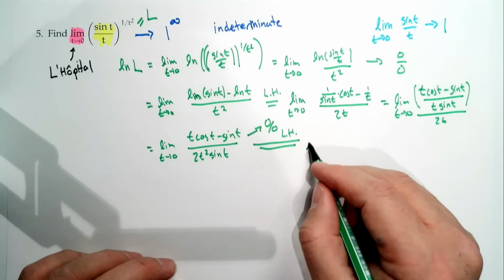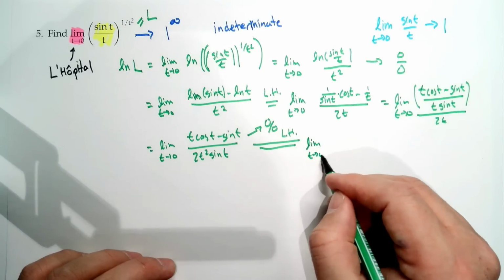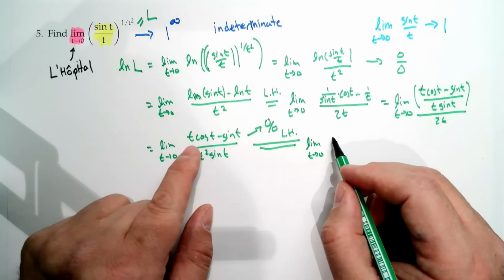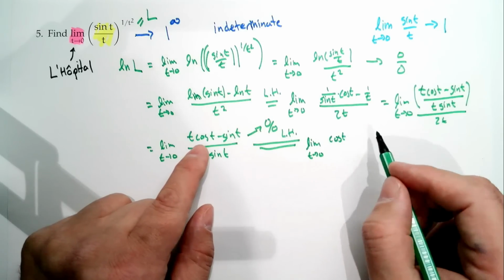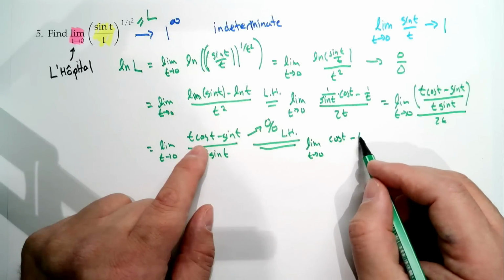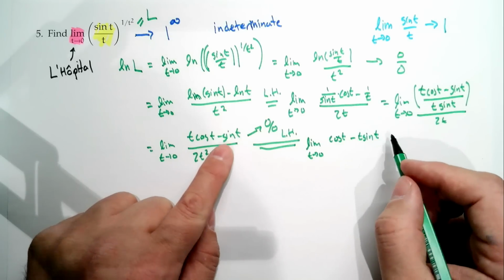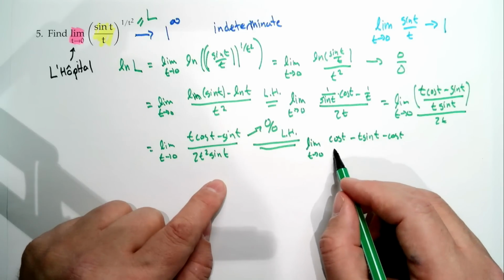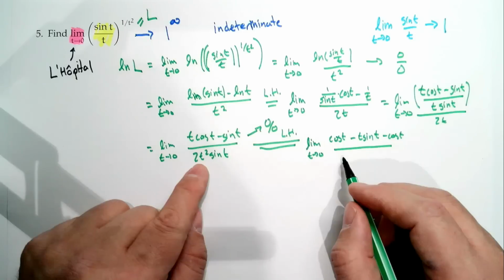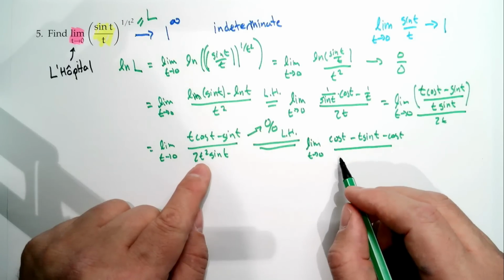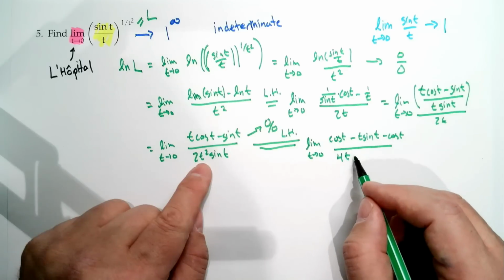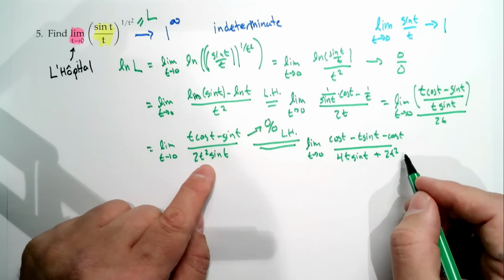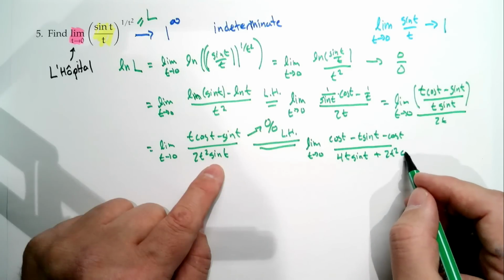Okay, so we apply L'Hopital. Limit as t goes to 0. And now we just be patient. Upstairs, product rule. So we get cosine t, then we're going to get minus t sine t, and then we're going to get minus cosine t. And then downstairs, we're going to get what? Well, 2t squared, the derivative of that is 4t times sine t, plus 2t squared times the derivative of sine, which is cosine.